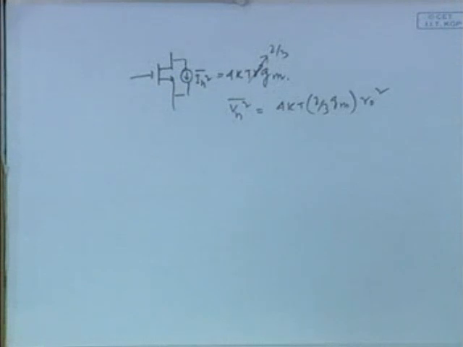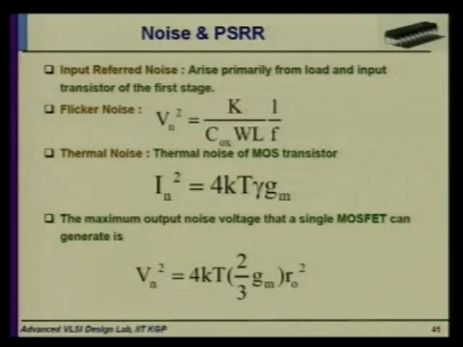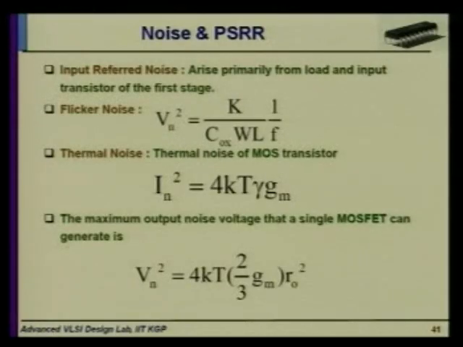And what about the flicker noise? Flicker noise, you know the fact that flicker noise is basically proportional to 1 by f. F means the frequency of the circuit. Okay, this is called 1 by f noise or flicker noise. So flicker noise, both of them can be reduced by what? Flicker noise can be reduced by increasing the area, that means WL.